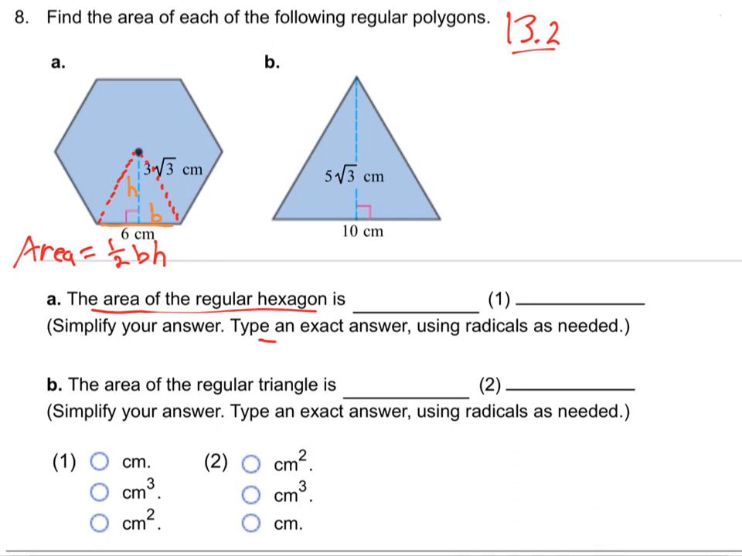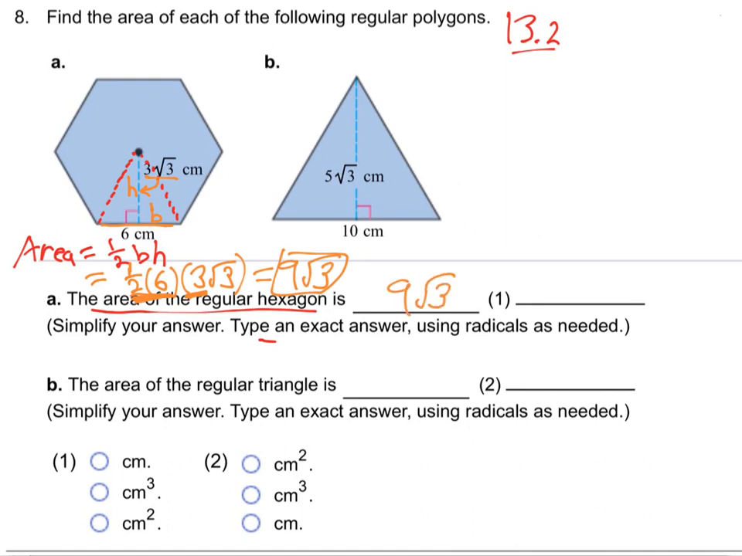So the height is that 3 root 3. That is the height. So this becomes a half times the base of 6 times the height of 3 root 3. So how do we work with that? Well, you can just use your calculator, or you can just multiply. Here, I'll just do it by hand. Half of 6. We know what half of 6 is. That's 3 times the other 3. That's 9 root 3. So that's the answer.